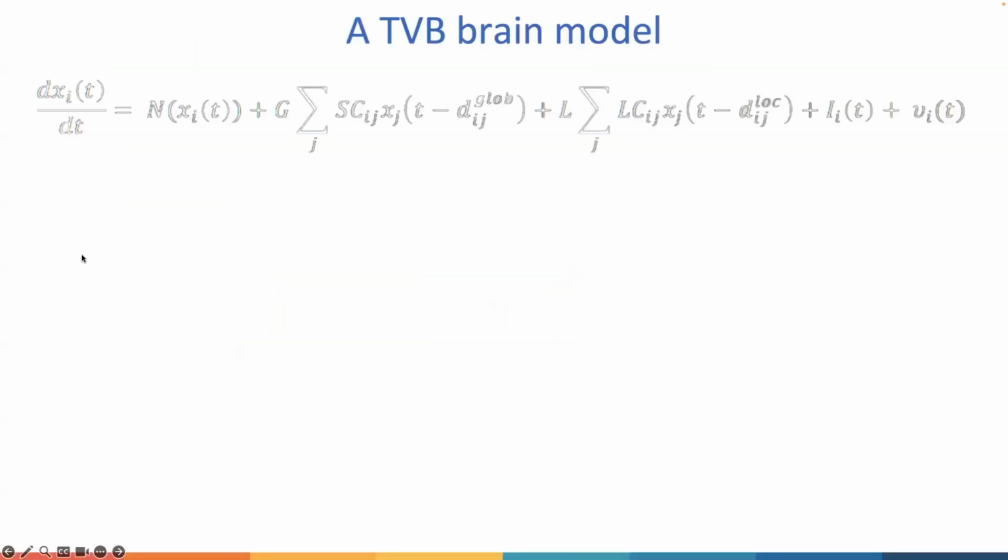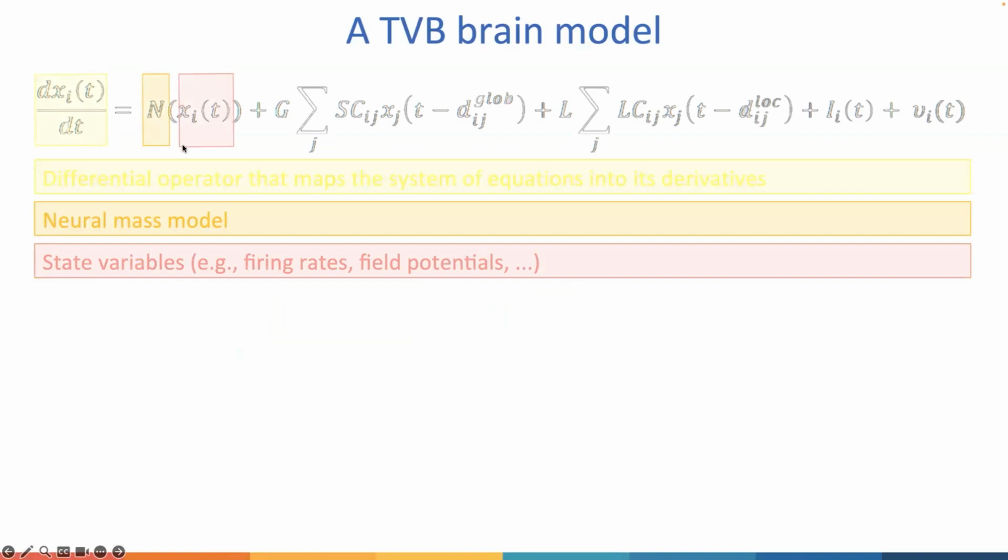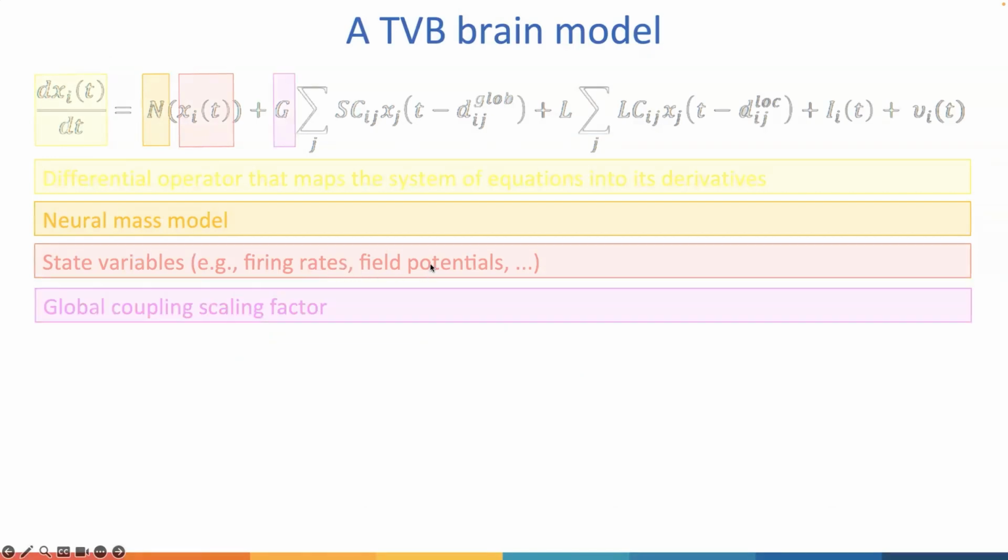And this then gives rise to the global equation of TVB, where all the elements come together. As we said, it's a system of differential equations in the end of the day. The most important part is the specific dynamics we place at every node, the neural mass model. The state variables describe average dynamics of the populations like firing rates, field potentials, etc.